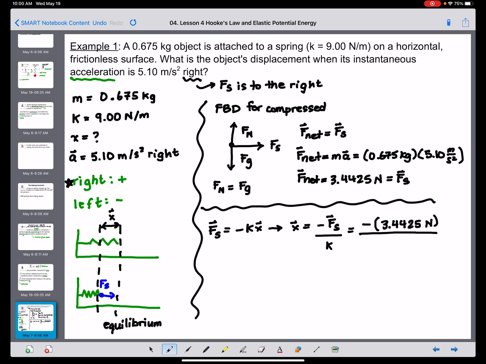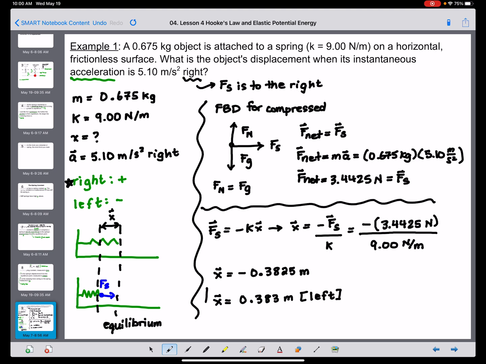But the negative is still part of the formula, so we still have to include it. And then K is 9 newtons per meter. And when I do that, I get negative 0.3825 meters. And so putting this to 3 significant digits, I get 0.383 meters. And the negative means that it was to the left.